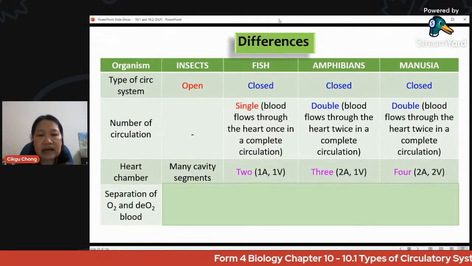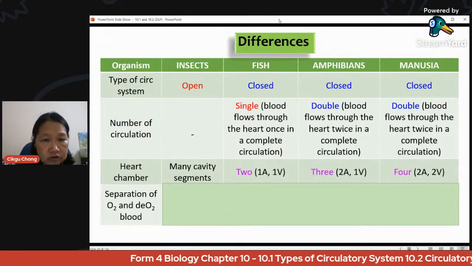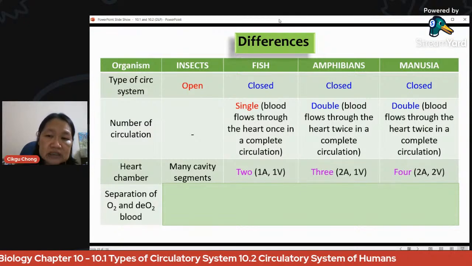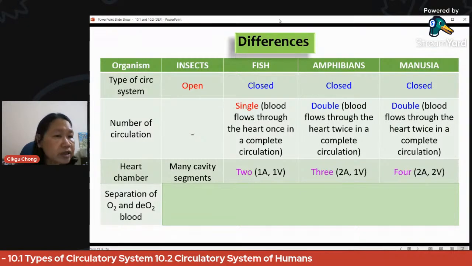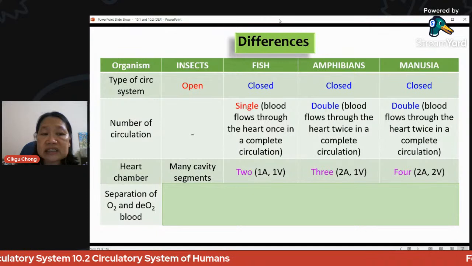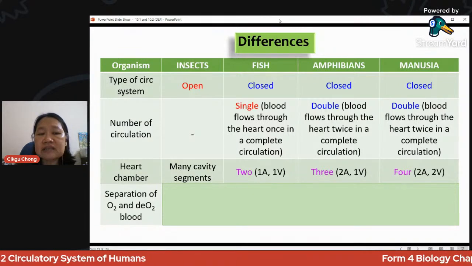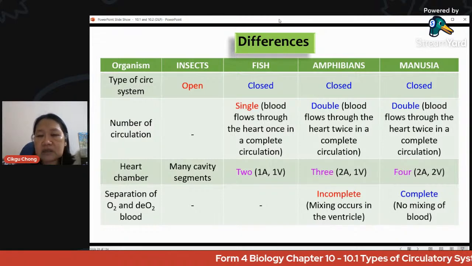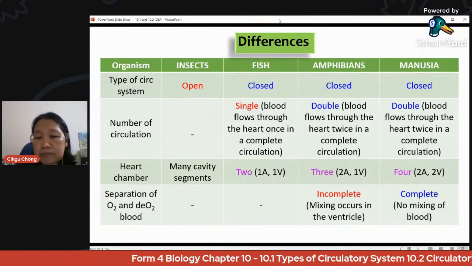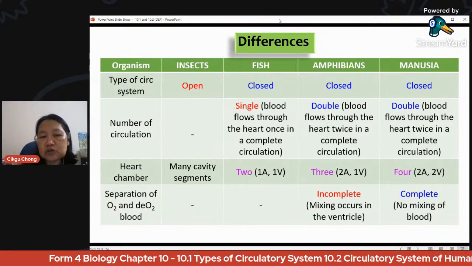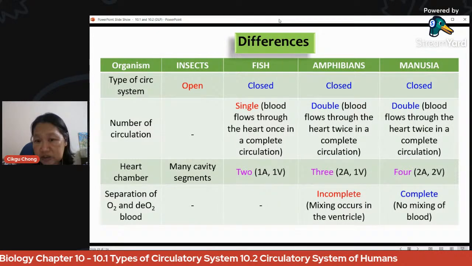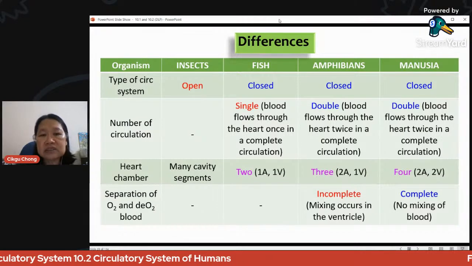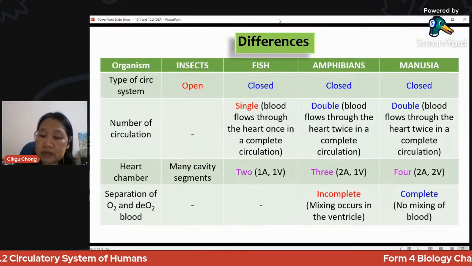That's the tubular heart there. Then for fish, you have 2 chambers, for amphibians 3, for humans 4. And the next one, you can also compare in terms of whether there's separation of oxygenated and deoxygenated blood or not. For the amphibians, there is incomplete separation. That means the 2 bloods get mixed. There is mixing in the ventricle. For the human, there is complete separation of these 2 types of blood.